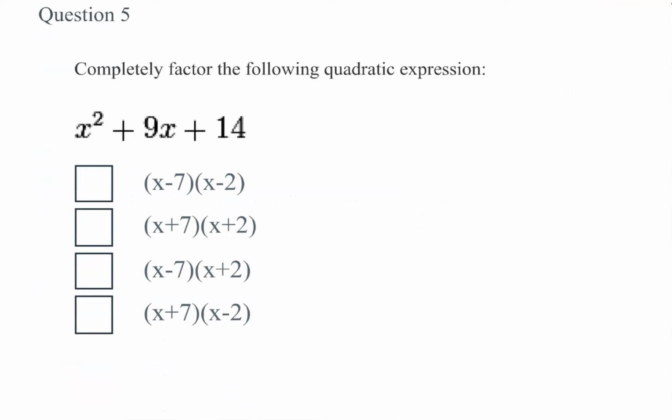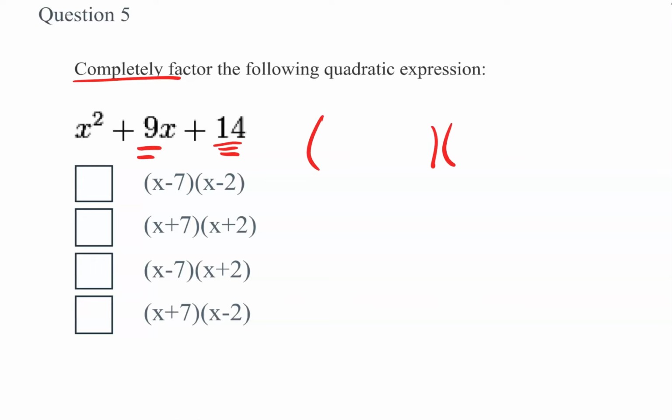Question 5. Completely factor this quadratic expression. Now, it's not a difference of two squares. We don't have a GCF, I don't see, so I bet this is a standard trinomial with a equal to 1. So when factoring a standard trinomial with a equal to 1, remember a being the number that's in front of the x squared, we just need to find factors of c, the last number in the group, that add or subtract to equal the number in the middle.